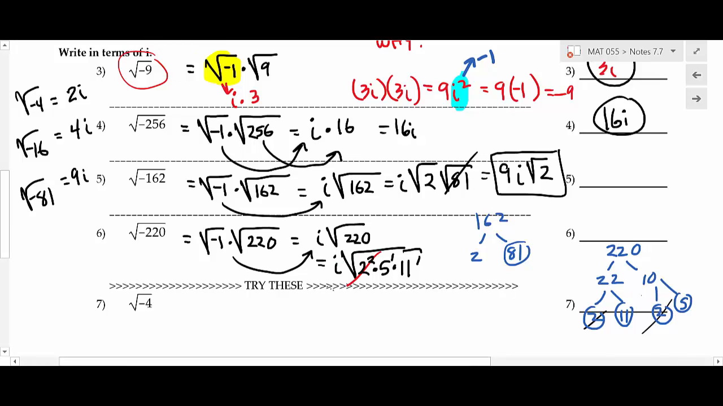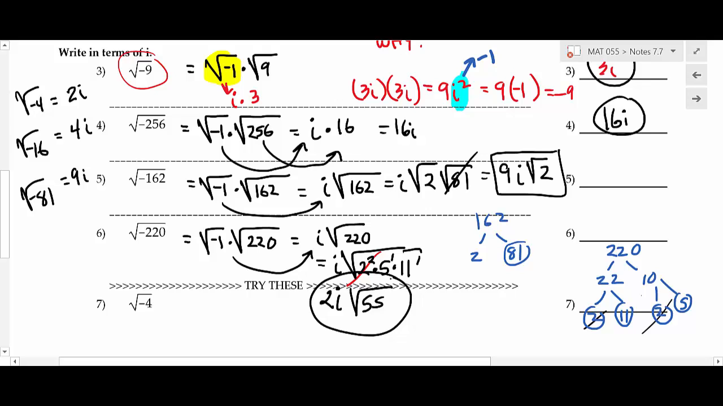Like we've been doing, this one is going to be the one that comes out. So what you're going to have is the i. The square root of 2 squared is 2, so put 2i. Don't put i2, put 2i. Then what's left is 5 times 11. Since those can't come out of the radical, you want to leave that alone. So you would have 2i radical 55.